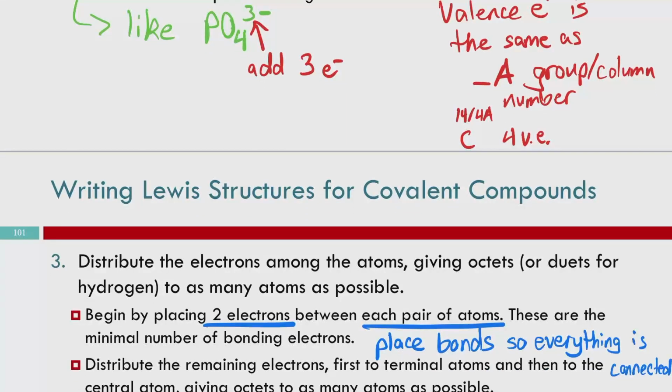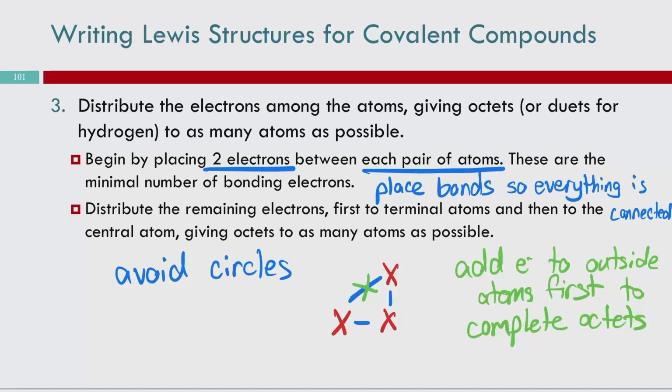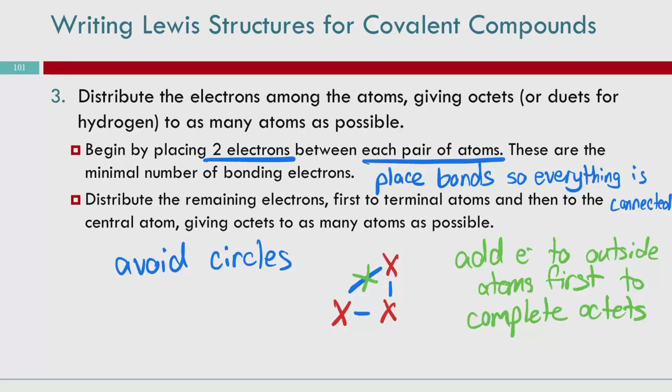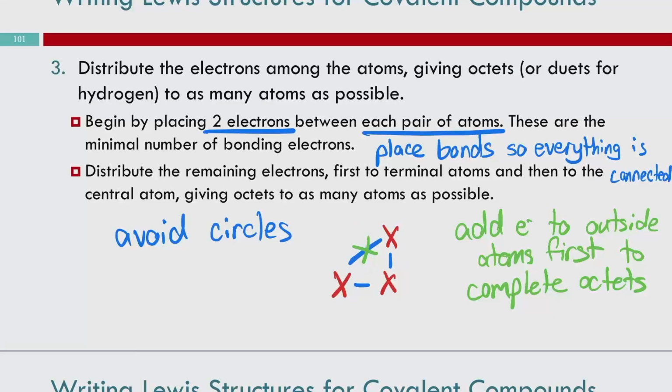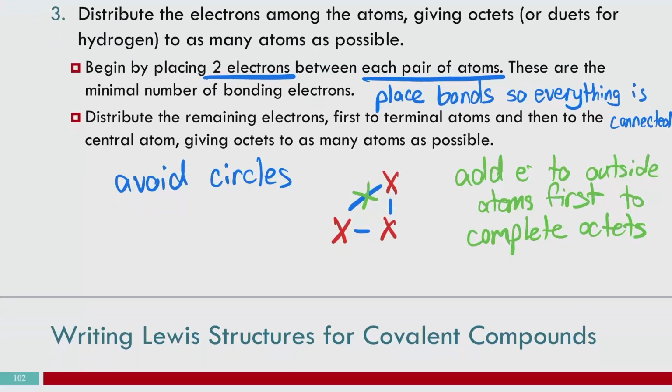Once we've got the total count of our valence electrons, then we are going to start distributing our electrons among the atoms. We're going to try to give octets or duets to as many things as possible, and the way that we're going to start with that is putting 2 electrons, which is 1 bond, in between every pair of atoms. So all of our hydrogens get 1 bond connecting them with something else, and everything in the middle gets bonds. And remember, we're avoiding triangles. Squares are also bad. Triangles and squares tend to explode. So we're avoiding triangles and squares. Just want to get everything nice and connected.